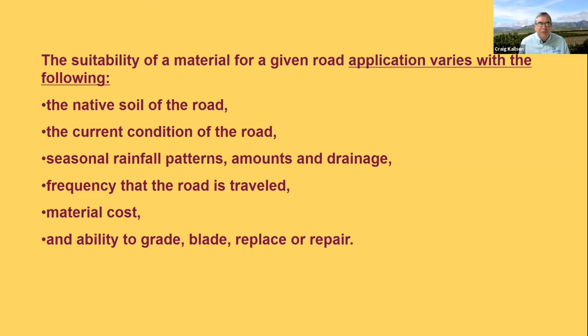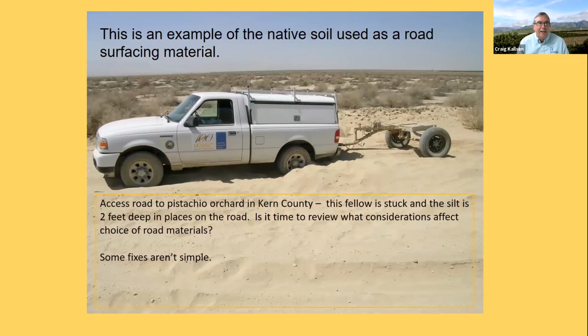You want to take into account the frequency that the road is traveled. You probably want to make the road better if it's a busy road. And then of course the cost of the materials we're going to use. And there are other issues about the ability to grade, blade, replace or repair the road. So these are a lot of issues. I'm certainly not an expert in these matters, but I have been stuck. This is an example of the native soil used as a road surfacing material, and it's pretty much a fine silt. So you can get stuck without water.